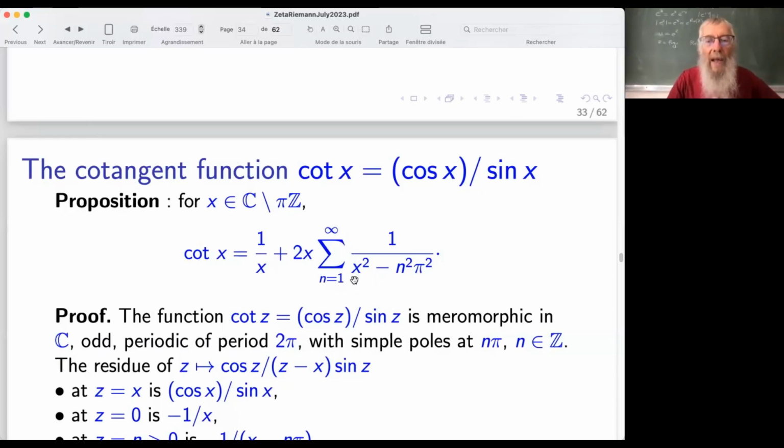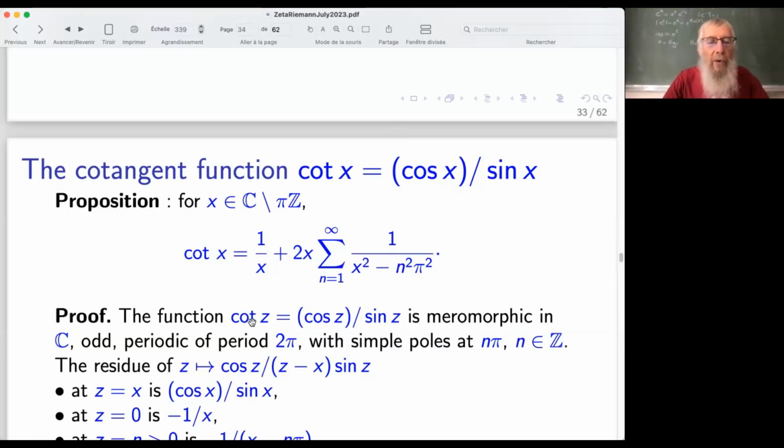of 1 over x squared minus n squared pi squared, which corresponds to the fact that the numbers x equal plus or minus n pi, which means the multiples of pi, are poles of the cotangent. They are zeros of the sine. And so the proof of this proposition, one proof, is the following.